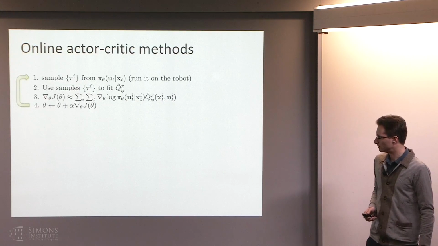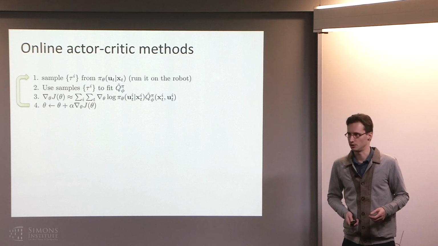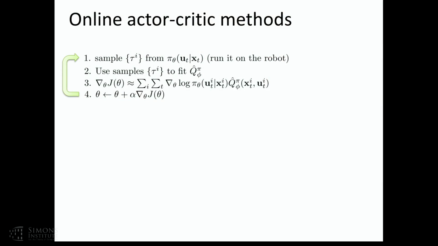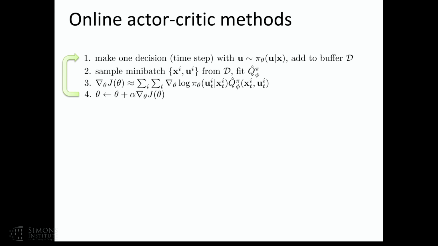There's also been quite a bit of work in deep learning and deep reinforcement learning on using these for more online actor-critic methods that, instead of operating on batches, update the policy directly online every time step. So instead of sampling a whole bunch of trajectories from your policy, they just make one decision, take one time step, add it to a buffer of data, sample a mini batch from that buffer to fit their function approximator for the value function, and then use that batch to modify their policy and then repeat. So these methods actually change the policy every single time step.